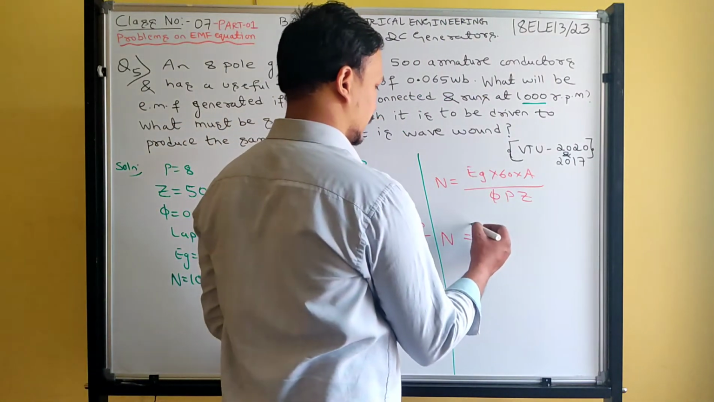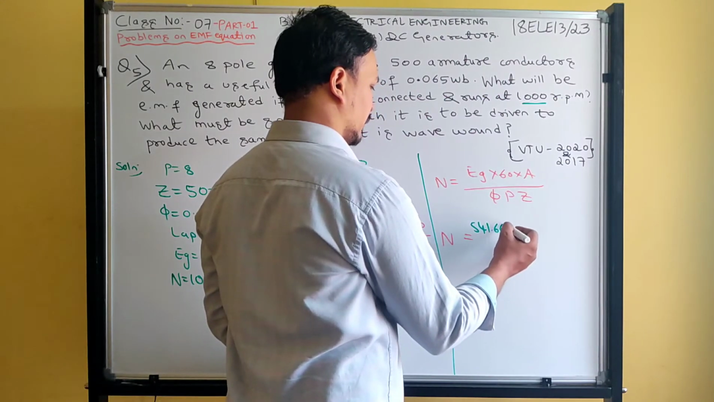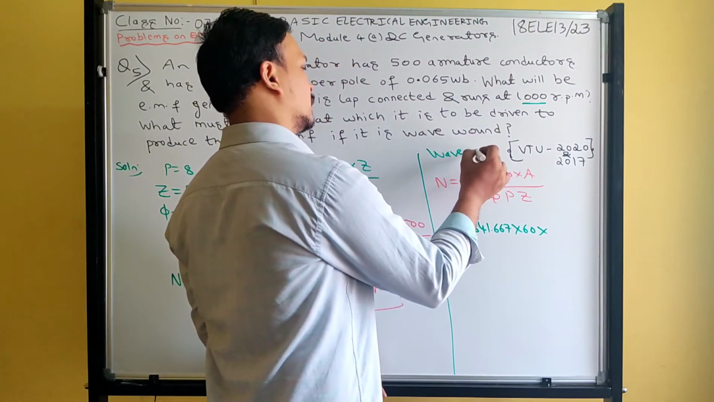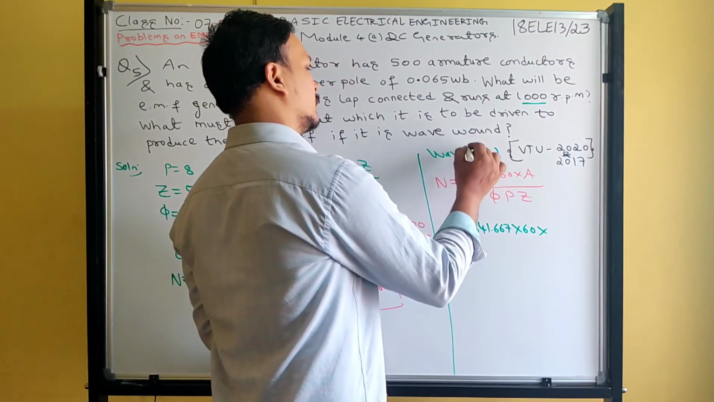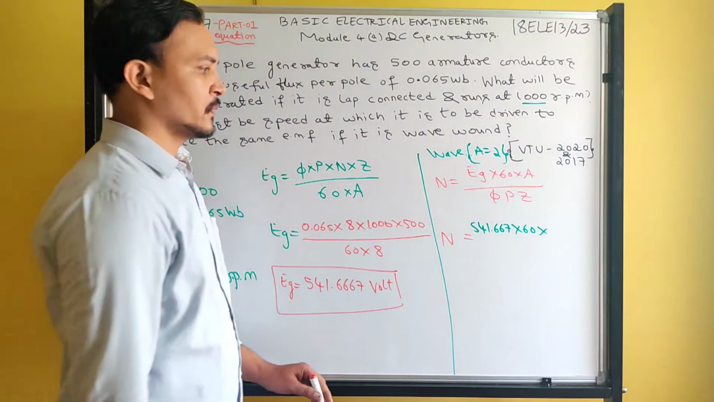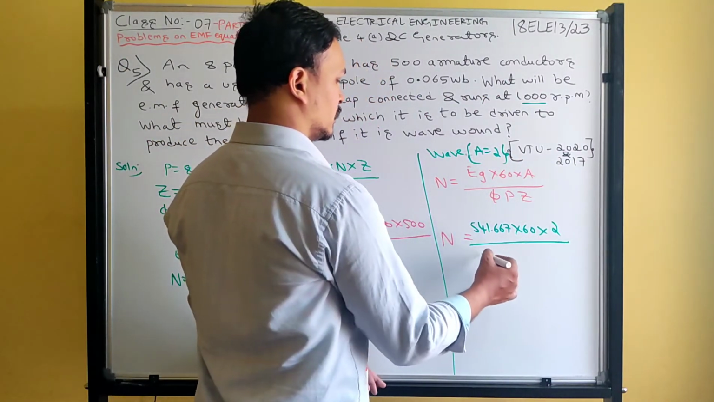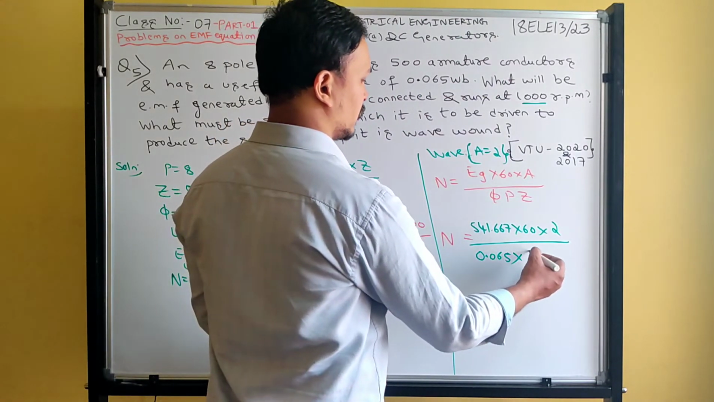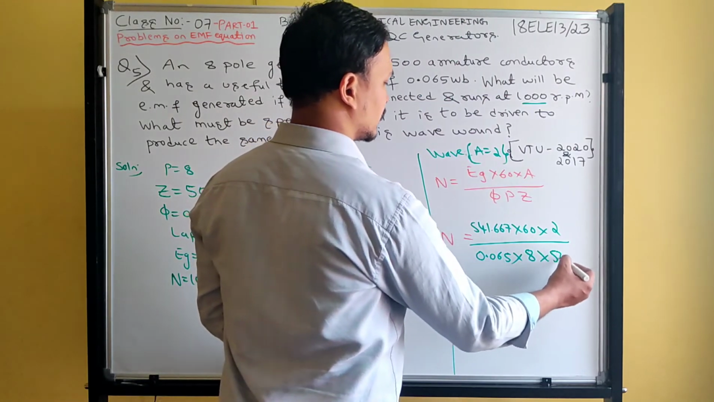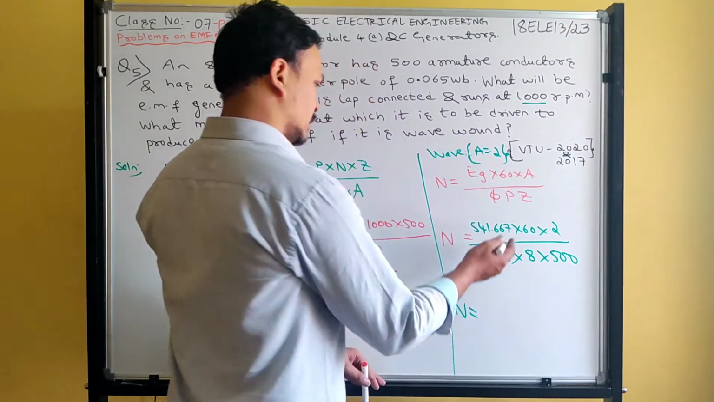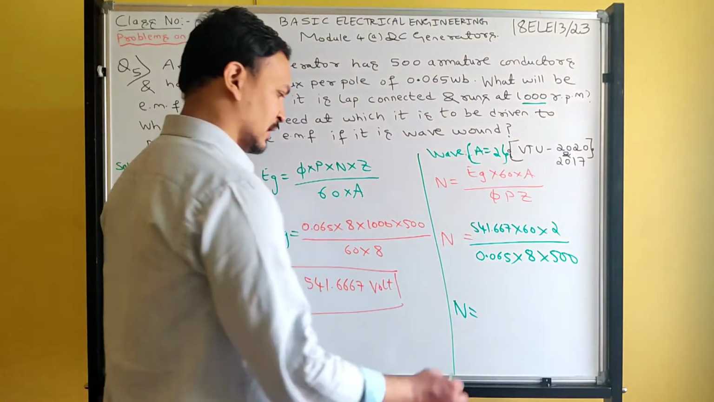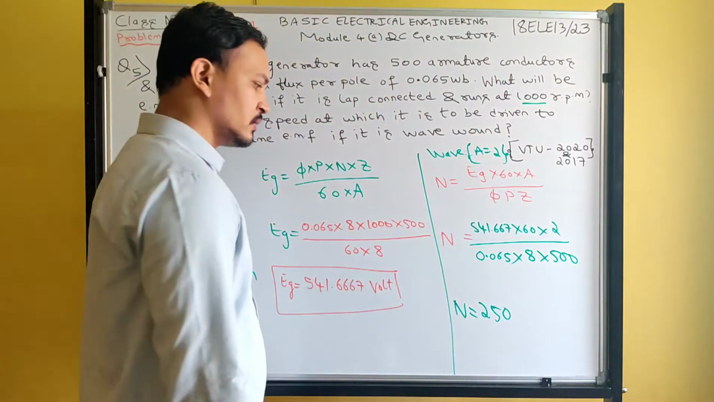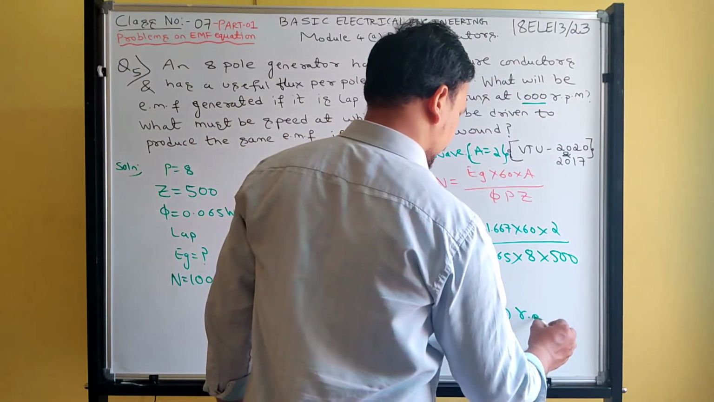So just substitute the data. What is Eg? 541.667, 60 into A. They asked wave connected, so A equals 2 in wave winding. Divided by, what is the flux value? 0.065 into number of poles, how much? 8 poles. Total number of conductors 500. Guys, do it in this calculator. How much will you get? You will get approximately 249.99 rpm. You round up to 250 rpm.